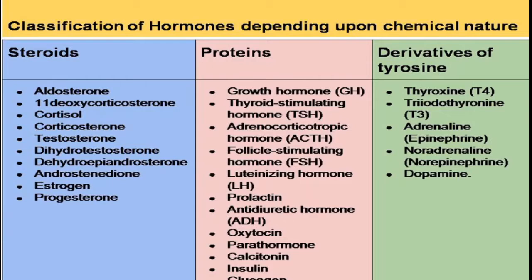Among steroids, cortisol, corticosterone, testosterone, dihydrotestosterone, androstenedione, estrogen, and progesterone are common hormones. Hormones of proteinaceous nature are growth hormone, TSH, ACTH, follicle stimulating hormone, prolactin, antidiuretic hormone, oxytocin, parathormone, calcitonin, glucagon, etc. The third category includes derivatives of tyrosine, and examples are thyroxine, triiodothyronine, epinephrine, norepinephrine, and dopamine.